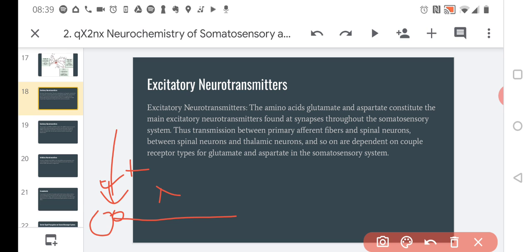So, of course, excitatory neurotransmitters are just some chemical compounds. Generally, the most common are the glutamates. So, the amino acids glutamate and aspartate constitute the main excitatory neurotransmitters found in the synapses. So one more time, the same idea: glutamate and aspartate.